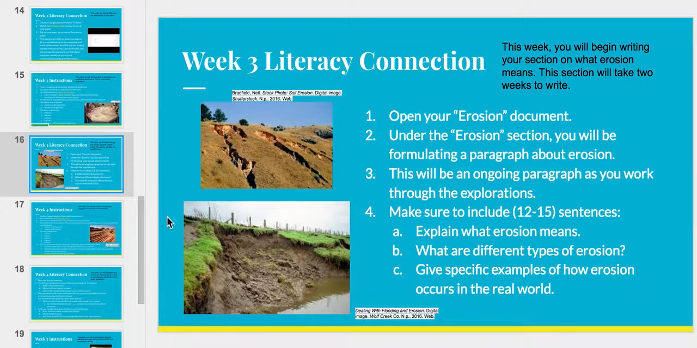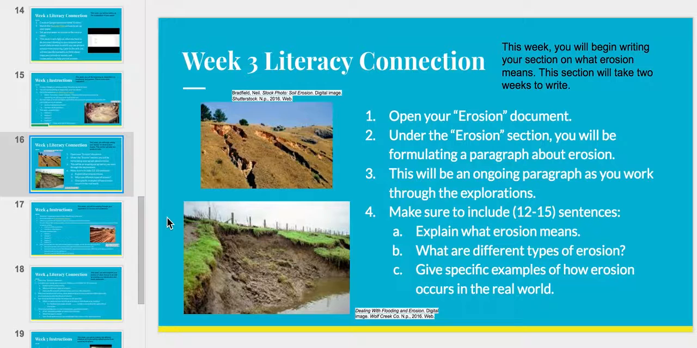For your literacy connection this week, you're really going to start with your writing on erosion. Open the erosion document that I had you create last week, and under the erosion section, I want you to formulate a paragraph about erosion, and this should be 12 to 15 sentences. You can write more than 15 sentences, but at a bare minimum there should be at least 12.